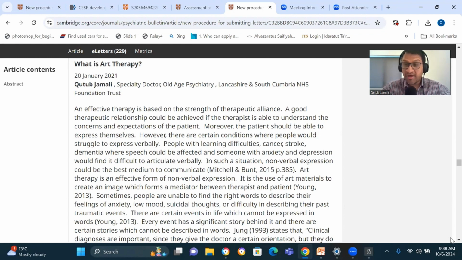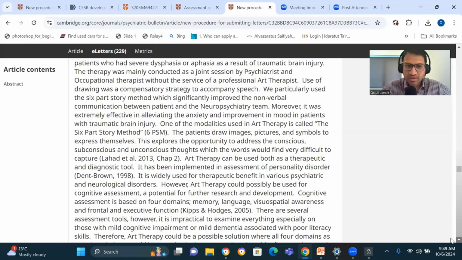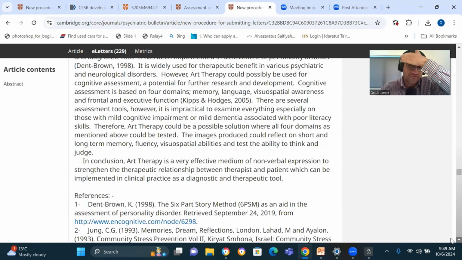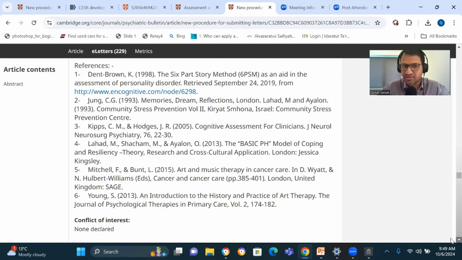I was able to communicate better with patients who were struggling to speak and had severe speech difficulties, and this really helped me. There are several art therapy methods, and I use one of them, the 5 part story method, and I found that very useful in my clinical practice. So I wanted to share this. This is how it looks. As you can see, it's a short 500 word e-letter with references, and here I used 6 references.